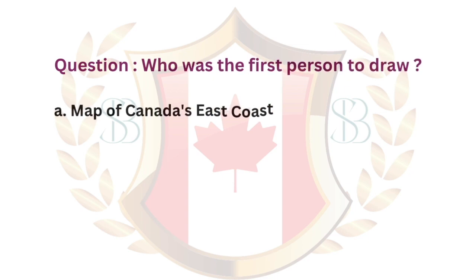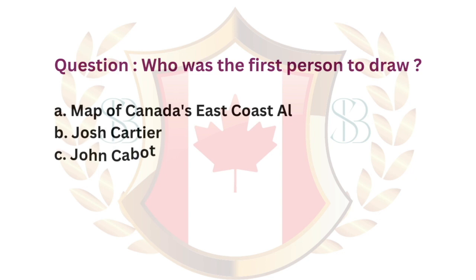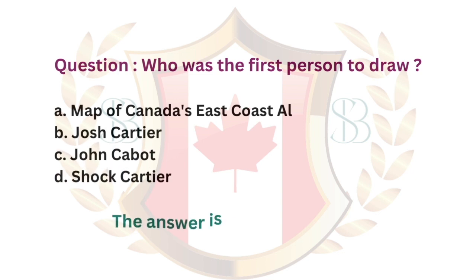Question. Who was the first person to draw a map of Canada's East Coast? A. Al Josh Cartier. B. Josh Cartier. C. John Cabot. D. Jacques Cartier. The answer is C. John Cabot.